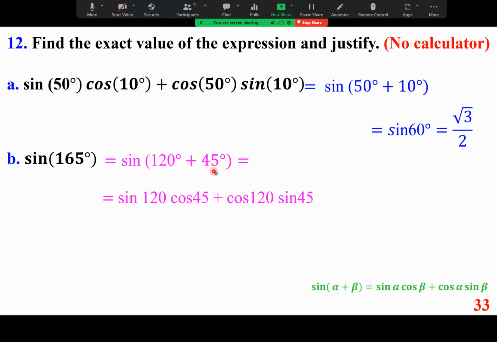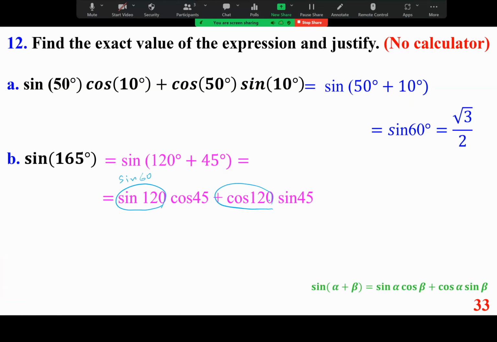And remember, 120 is in the second quadrant where sine is positive. So sine of 120 is the same as sine of 60, okay? So that makes it square root of 3 over 2, and cosine is square root of 2 over 2.